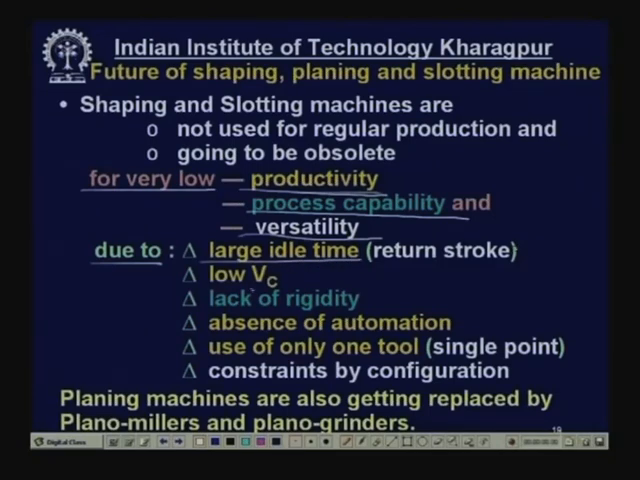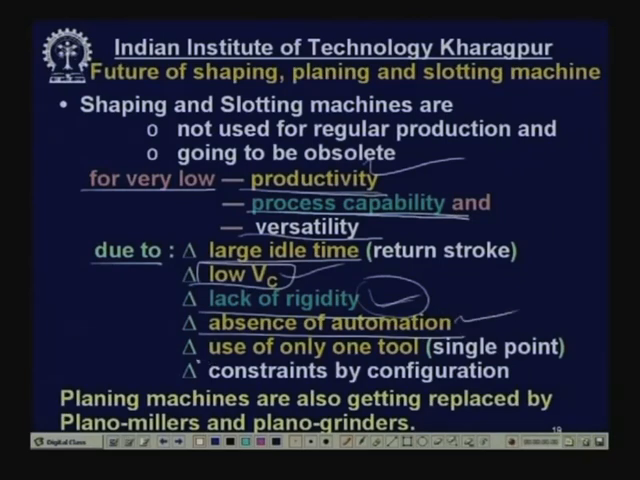So, there is huge wastage of time, and low cutting velocity, because it is a stroke-like, impact-like action, so velocity cannot be high. There is also lack of rigidity of the machine tool, so we cannot give large feed or large depth, and the job will undergo deflection and deformation. So, both productivity and process capability will be lost. Absence of automation also reduces the productivity, and only one cutting tool is used at a time.